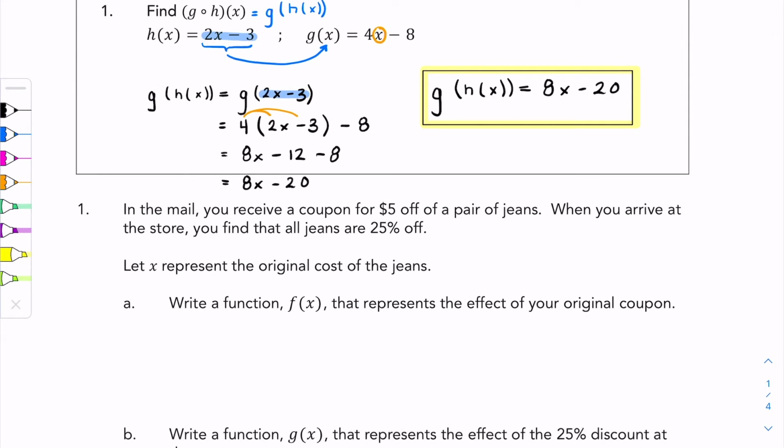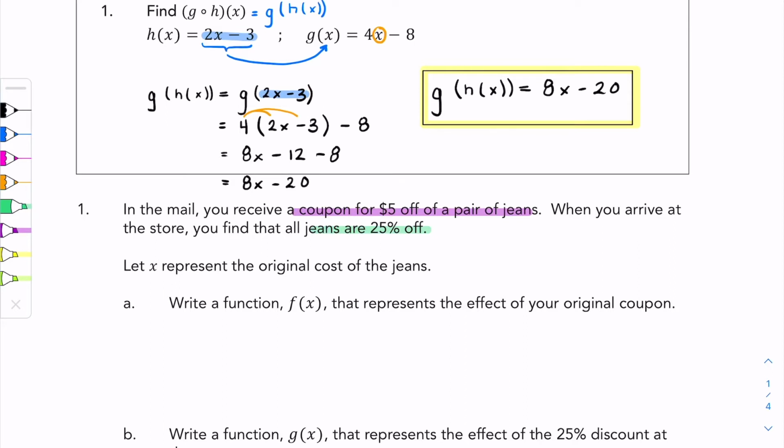Okay, so the first word problem says, in the mail, you receive a coupon for $5 off a pair of jeans. When you arrive at the store, you find that all jeans are 25% off. Let x represent the original cost of the jeans. So we have two things happening here. We have a coupon that's $5 off a pair of jeans, but we also have a discount of 25% off.